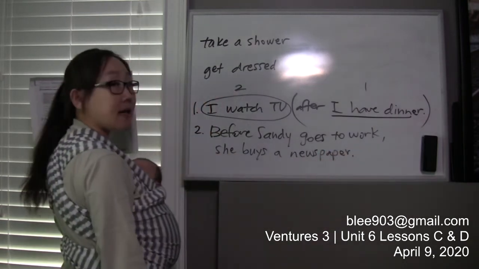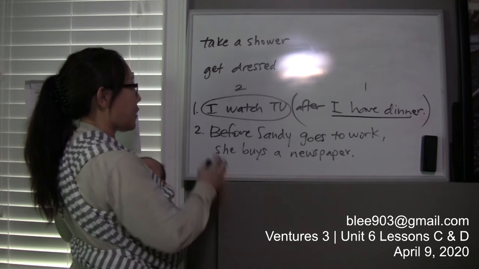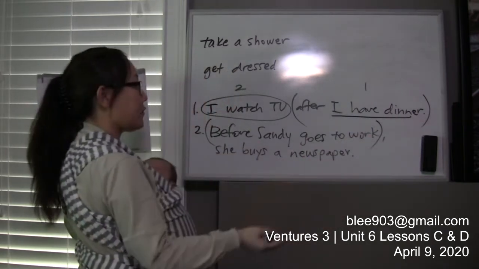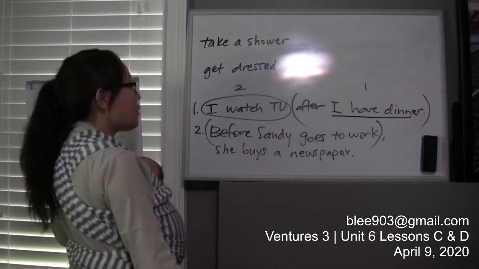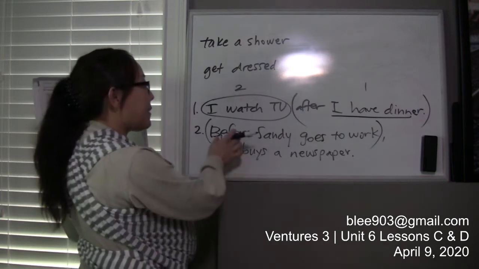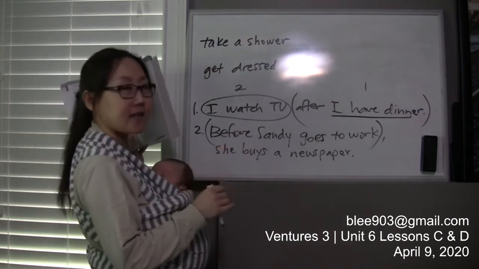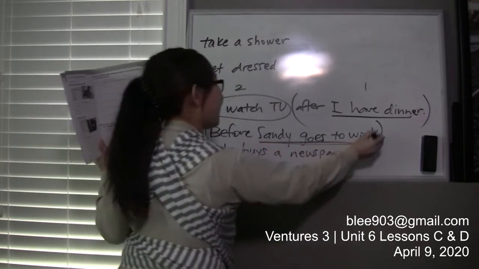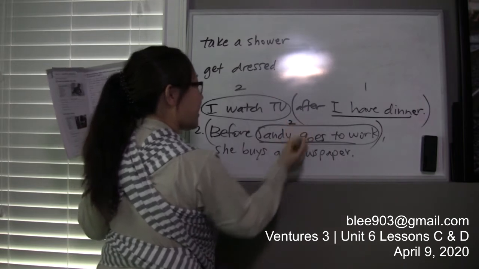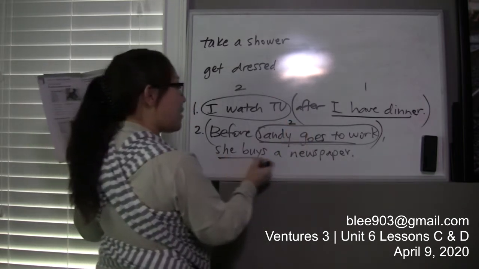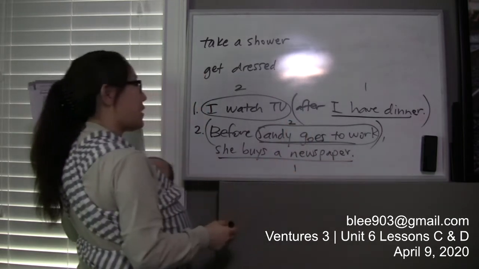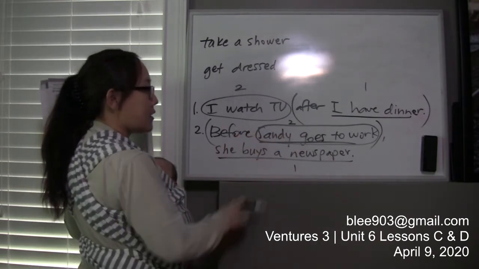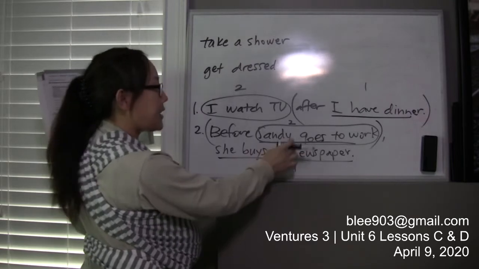Okay, so before Sandy goes to work, she buys a newspaper. Let's put the adverb clause together visually. So the before clause includes the second activity. So we can circle the second activity. And that means the main clause is the first activity. Okay, so before Sandy goes to work, she buys a newspaper. So she does this first, and then she goes to work.